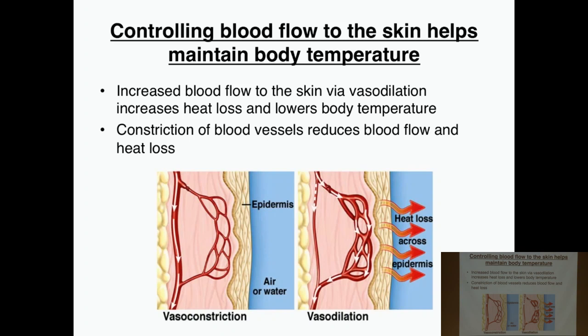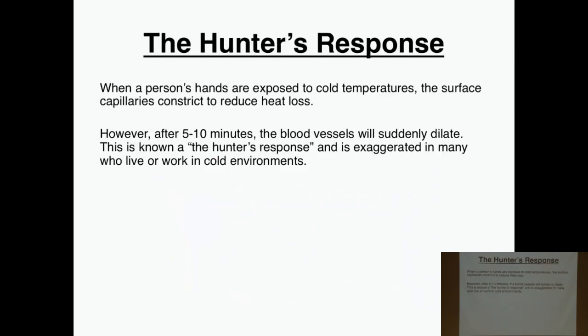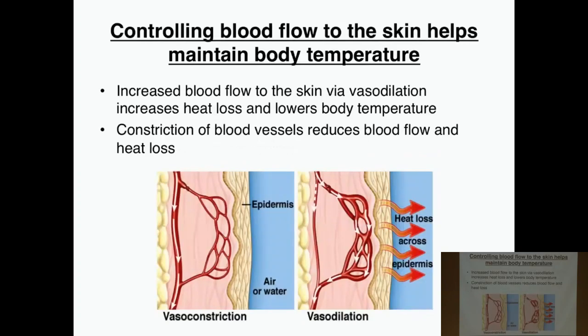So if you increase blood flow to the skin by vasodilation, this will increase heat loss and lower body temperature. In contrast, you can constrict blood vessels to reduce blood flow and heat loss. And so in essence, the more blood flow you have going to your surface, the more heat you're going to dissipate. The less blood you have flowing to the surface, the more heat you're going to maintain.